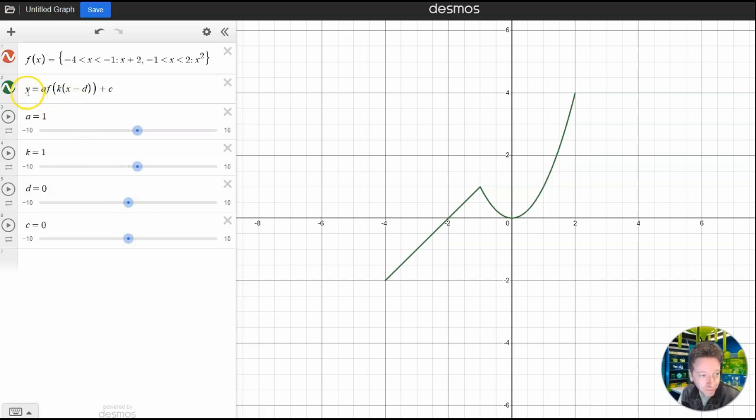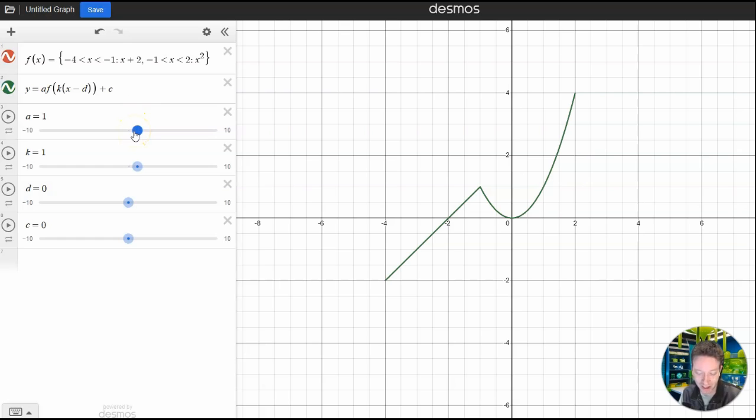So the general form for a function is going to be, here I have my function, don't worry about what it is, f of x, but then a transformation function, let's call it g of x, is going to equal a times f of k times x minus d, all plus c. So we've got four variables there, a, k, d, and c. So four things that we can do to this function. Let's see what each one of those actually does.